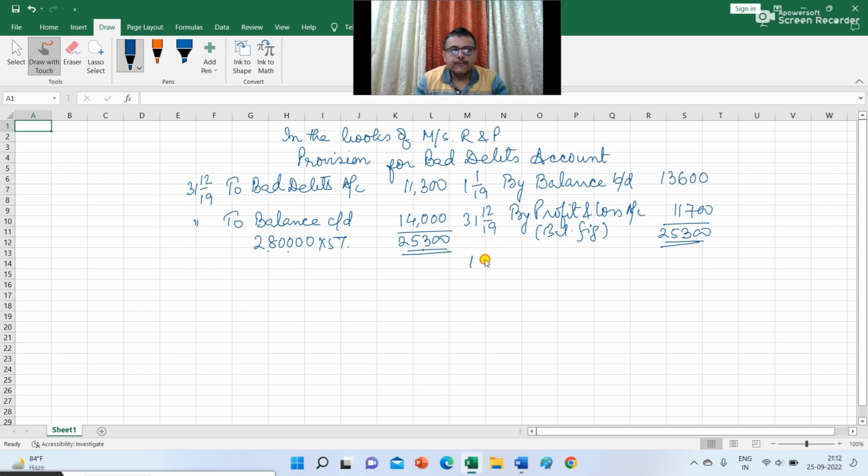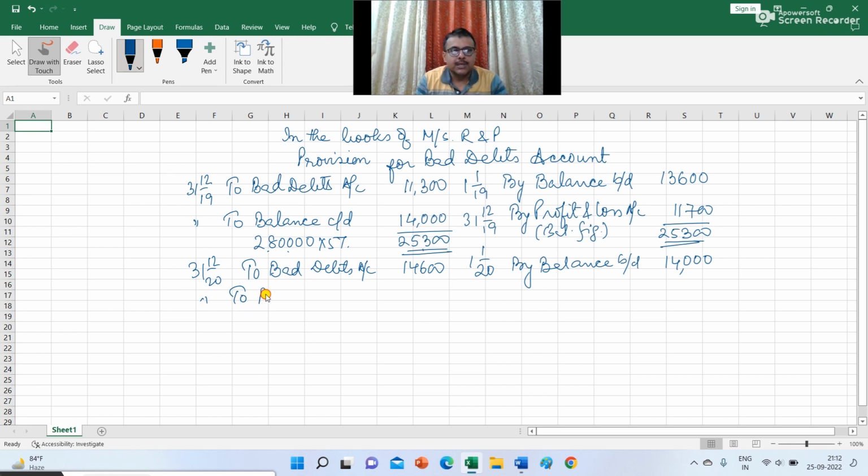Now on 1st January 2020 the opening provision will be by balance b/d, this is 14,000 rupees. This is the closing balance in the provision account in the year 2019, which will be brought down as the opening balance in 2020. Now, on 31st December 2020, it is given the bad debt is 14,600. So here you have to record the amount of bad debt.